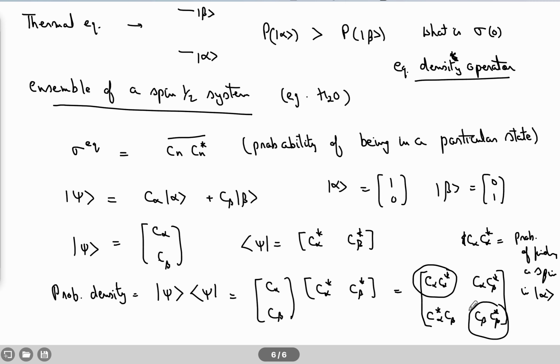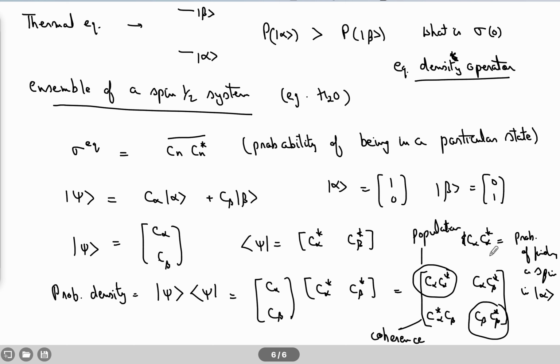So this is the population in alpha state and the population in beta state. This is the transverse population, that is the coherence, which is a mixture of alpha and beta state. So this is pure alpha, pure beta, given by population. This is called population, and this is called coherence, or the transverse magnetization part, you can say.